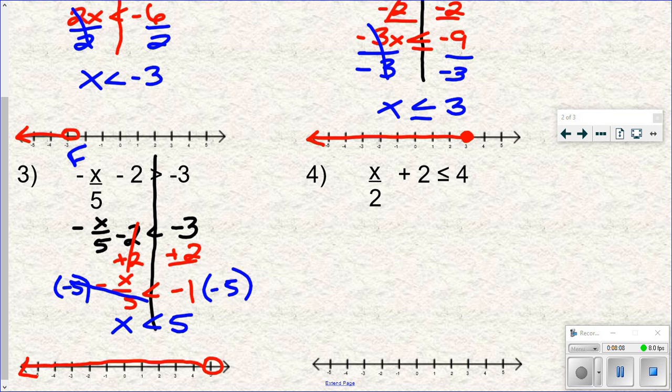And I guess I made all of these less than. That's not very teacher-like of me.